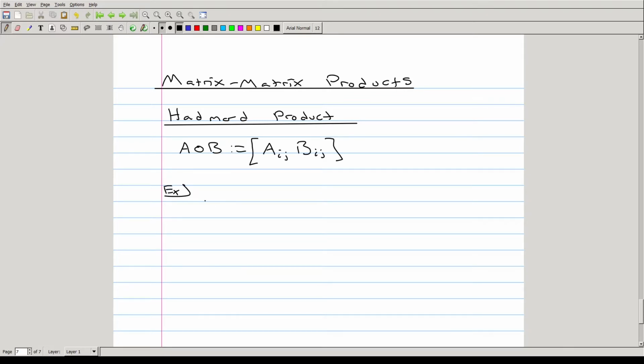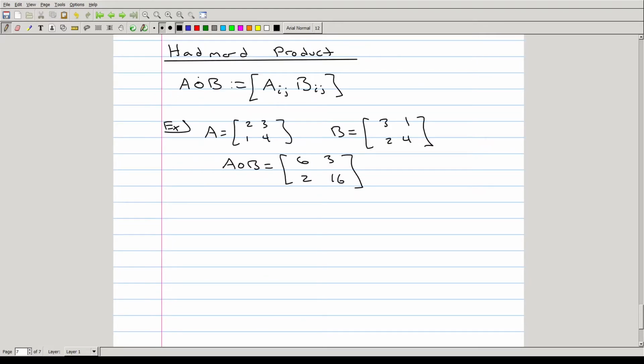So for example, if A is 2, 3, 1, 4, B is 3, 1, 2, 4, then the Hadamard product of the two matrices will be 6, 3, 2, 16. Right? This is not what people normally mean when they talk about the matrix product. But that being said, this is a type of matrix product, and you can study the properties of it.